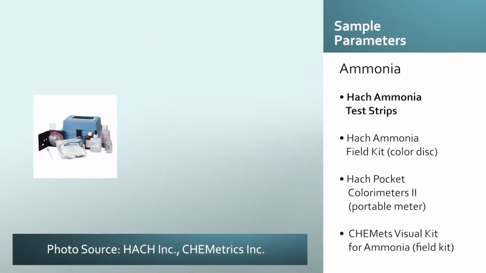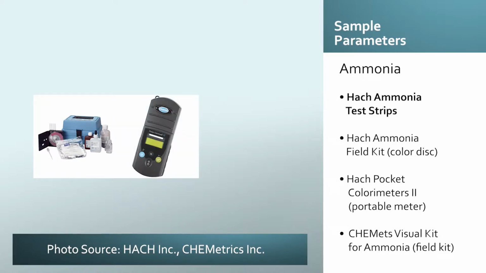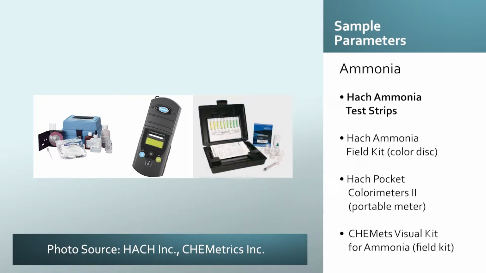Other methods to test for ammonia include the Hawk Ammonia Field Kit color disc, the Hawk Pocket Colorimeter 2 portable single analyte meter, and Comet's Visual Kit for ammonia.